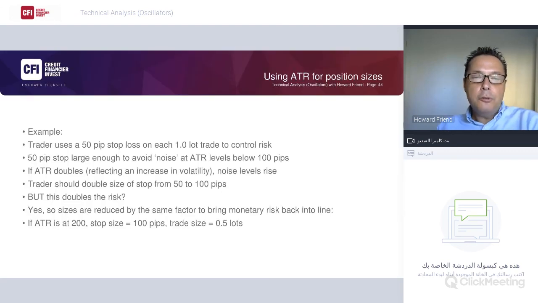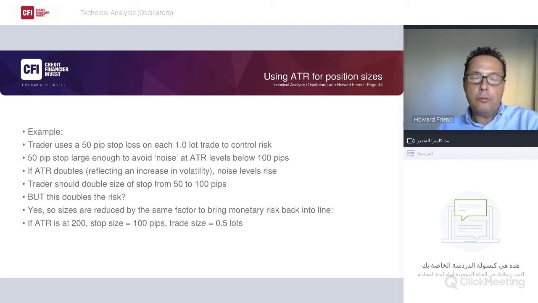Just to show you how I would use ATR as an input into my position sizes, let's see an example. Let's say a trader uses a 50 pip stop on each one lot trade to control the risk. The 50 pip stop could be good enough to avoid the noise if the ATR is 100 pips or below. But if the ATR doubles, reflecting an increase in volatility, then the so-called noise levels rise, and that makes it easier for that stop loss to get hit by random noise.